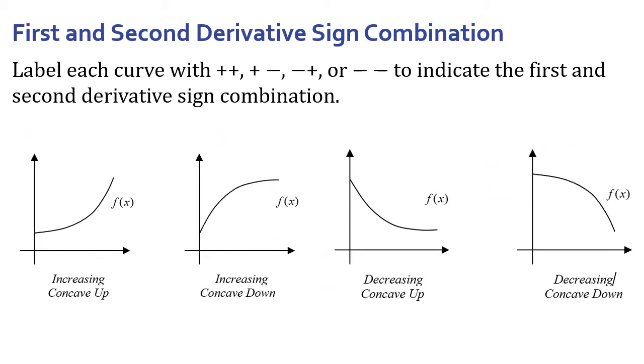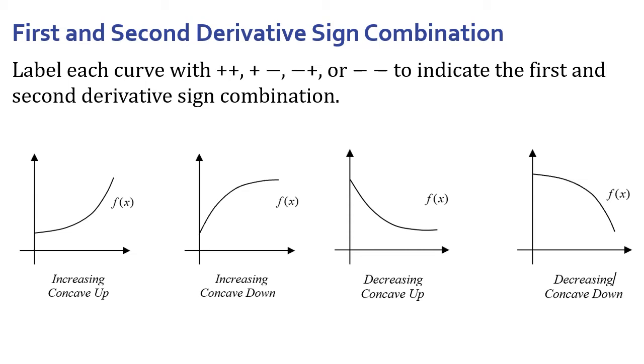So let's talk about concavity again. I already drew these pictures a little bit on that last slide, but let's bring it in together with first and second derivative sign combinations. This is going to help us get an accurate picture of what a function's graph should look like, knowing if it's concave up, concave down, where you're going to have local maximums and minimums, and where it's increasing and decreasing.